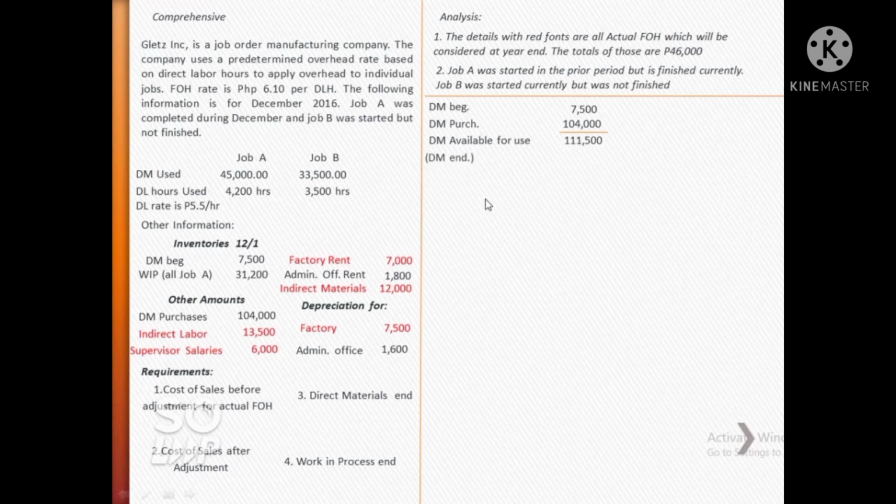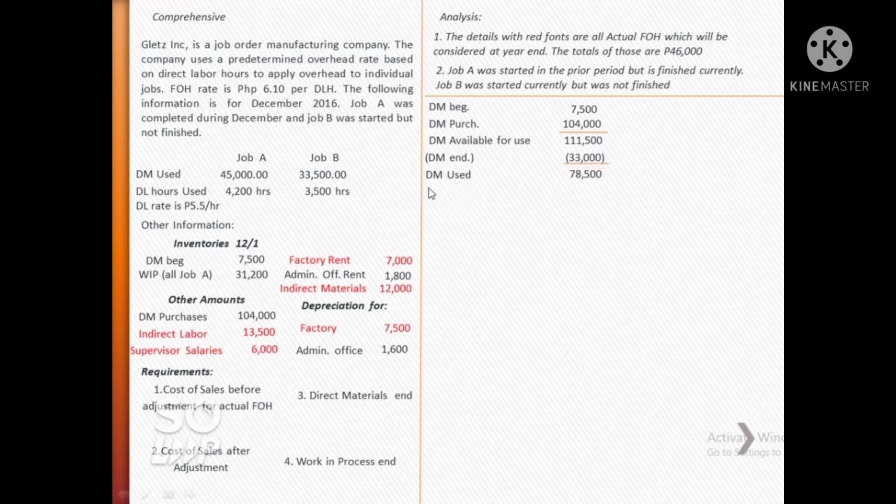Now, we have to deduct the direct materials end. Is there a given on the direct materials end? There's none. However, the direct materials used is given. So, that is 78,500. How did we get the 78,500? That is 45,000 plus 33,500, the usage of job A and job B. So, if we have this, we can just deduct 78,500 from 111,500 in order to get the direct materials end, which is 33,000.